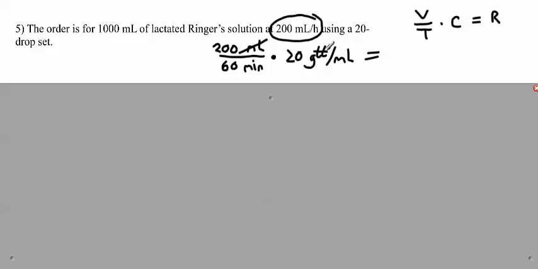Now when we multiply this, the milliliters will divide out. Our answer will be in drops per minute because those are the units that remain. And then if you multiply and then divide, or divide and then multiply, you'll get 66.6 repeating. And since it's 66.6, we round the 66 to a 67 drops per minute.